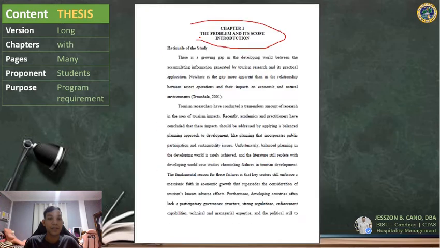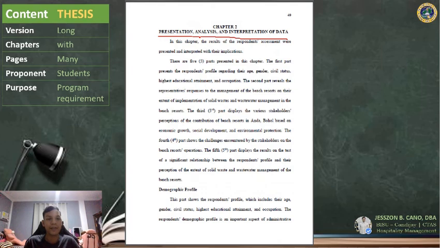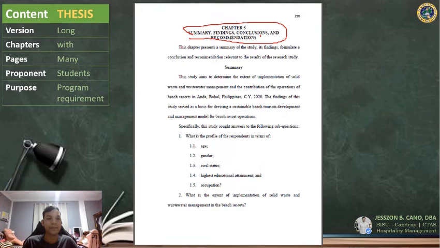So for thesis 1, you will only work out chapter 1, which is the problem and the scope of your study. For your thesis 2, in the next semester, you will distribute the questionnaire, and you will present, analyze, and interpret the data that you have collected in the distribution of the questionnaire. And then you will come up with chapter 3, which is the summary of findings, conclusions, and recommendations.